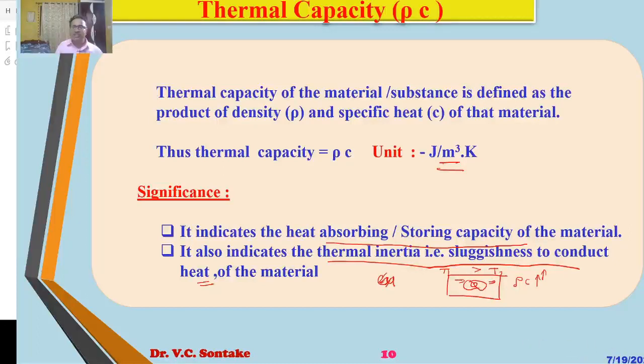That means it will delay the process of heat conduction, or it will increase the sluggishness of the heat conduction across this material. So that is why thermal capacity indicates thermal inertia or sluggishness to conduct heat. The more the thermal capacity, the more the storing capacity, and the more the sluggishness to heat conduction.